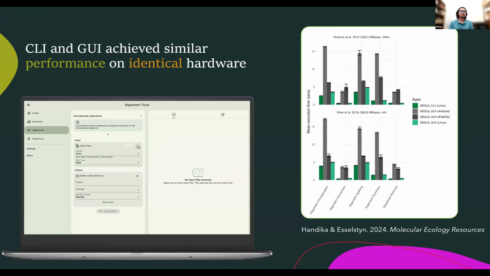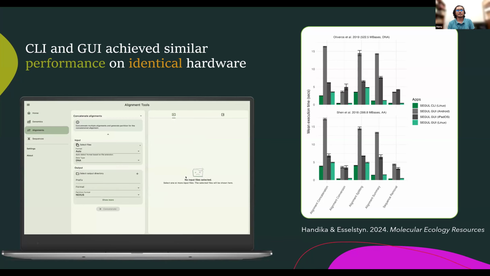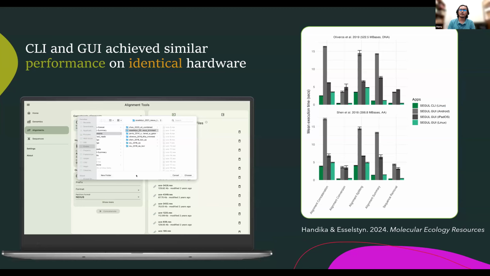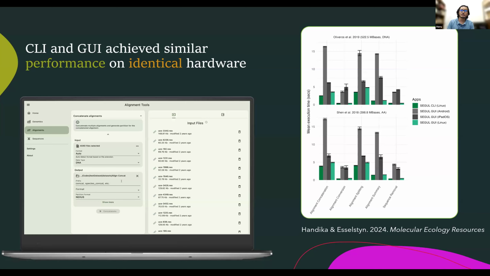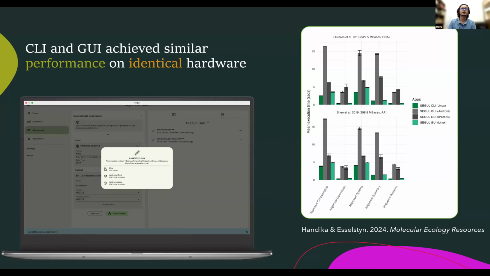How about the GUI? When we tested the GUI and the command line on the same hardware, they are basically identical. Among the 5 that we tested, 3 are basically the same, and the other 2 are somewhat different, but the difference is negligible. And here the video shows how we do a concatenation analysis on the desktop application. This video is not edited; it's just as it is.